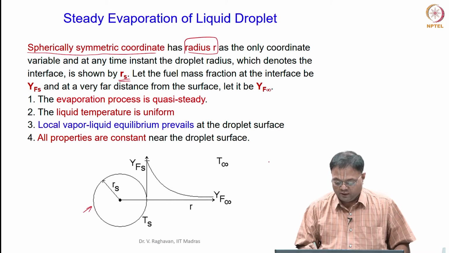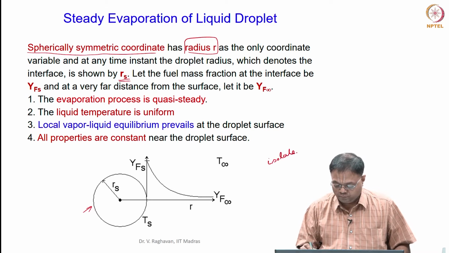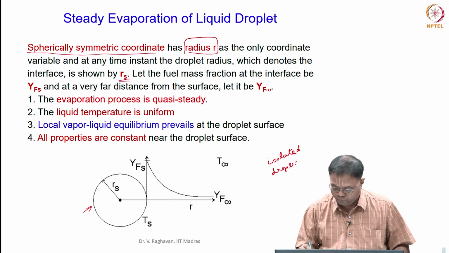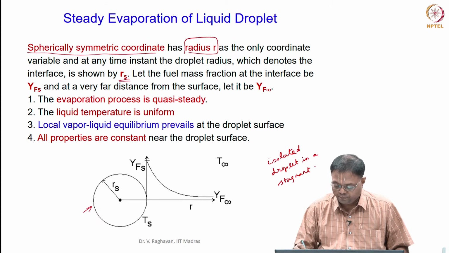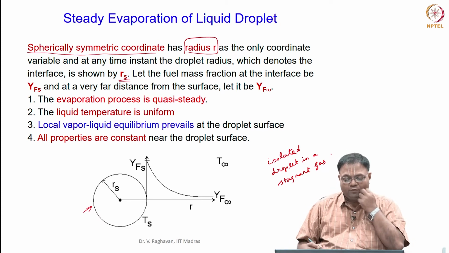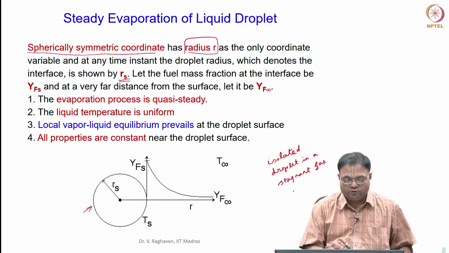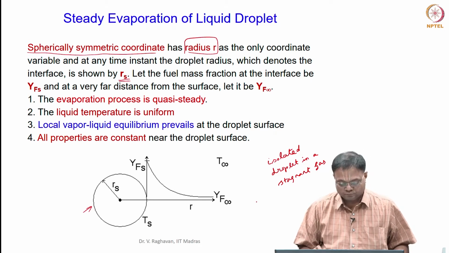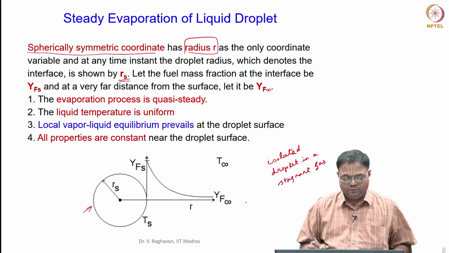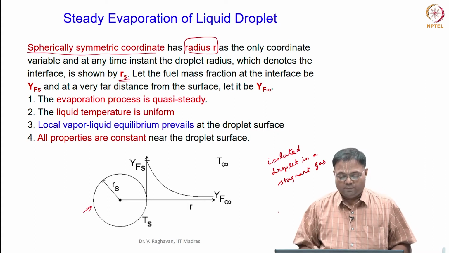So, an isolated droplet in a stagnant gas. We have already seen the mass transfer when we did the mass transfer topics. We saw the evaporation features of this using Fick's law. So we will touch upon some of the aspects here and move on to the droplet combustion.